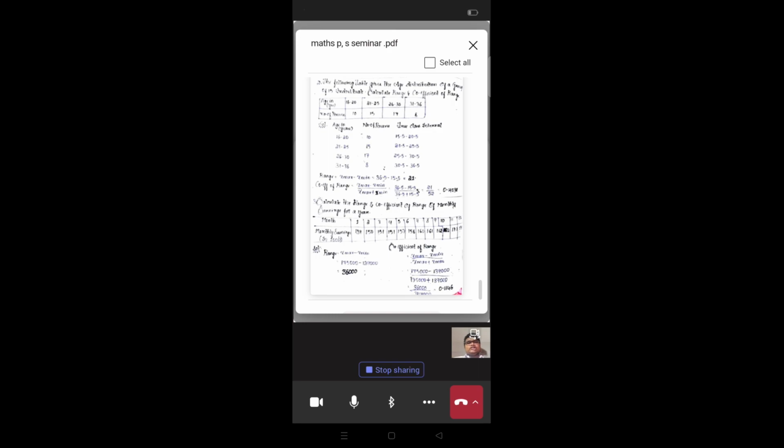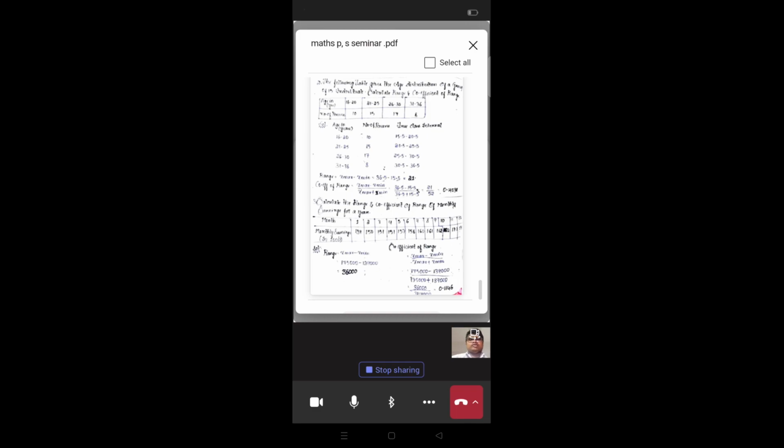Let us see some examples of the dispersion. First, let us start with the coefficient of dispersion example of range. Here we have given the data of ages and number of persons. Ages are given in class intervals, but they are exclusive, so we want to make them inclusive. We also know how to change exclusive into inclusive by subtracting 0.5 from the lower class and adding 0.5 to the upper class. Here we have done the exclusive to inclusive conversion, as we can see here, true class intervals.